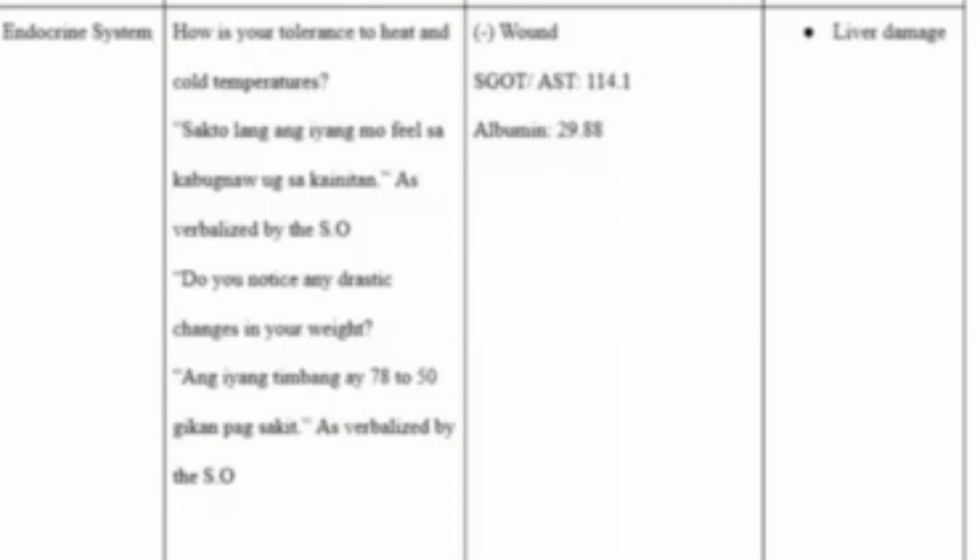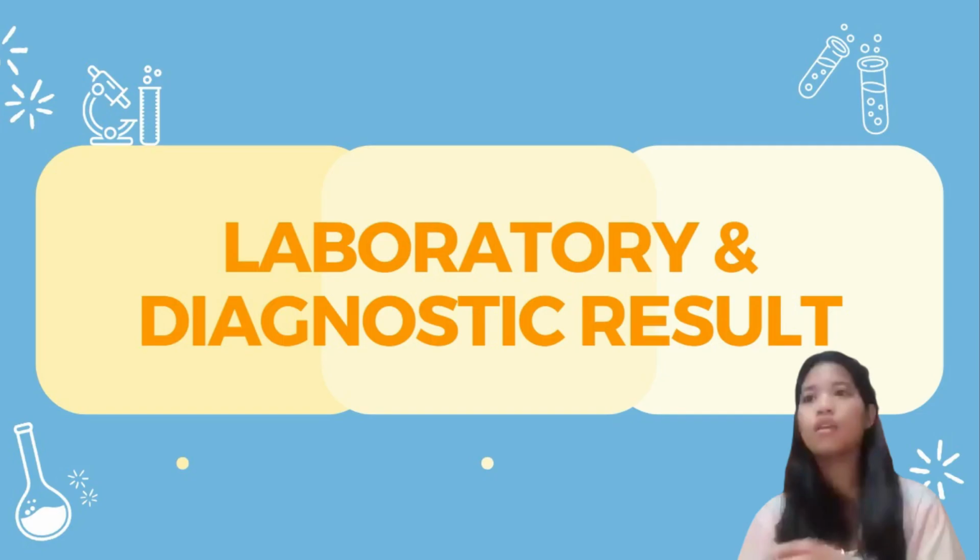The SGOT or AST is 114.1. The albumin test is 29.88, which is abnormal. So we concluded that the problem identified is liver damage. So that's also the PEROS, or the physical examinations and review of systems.